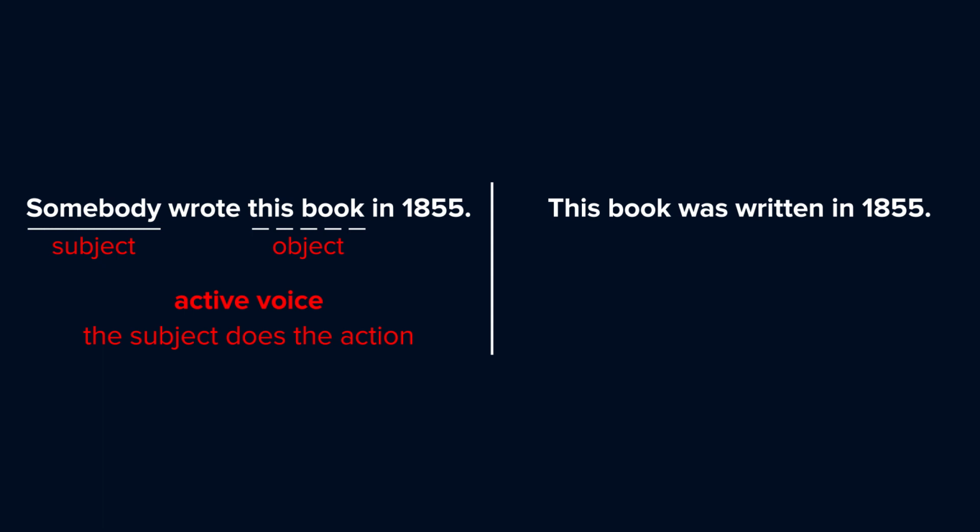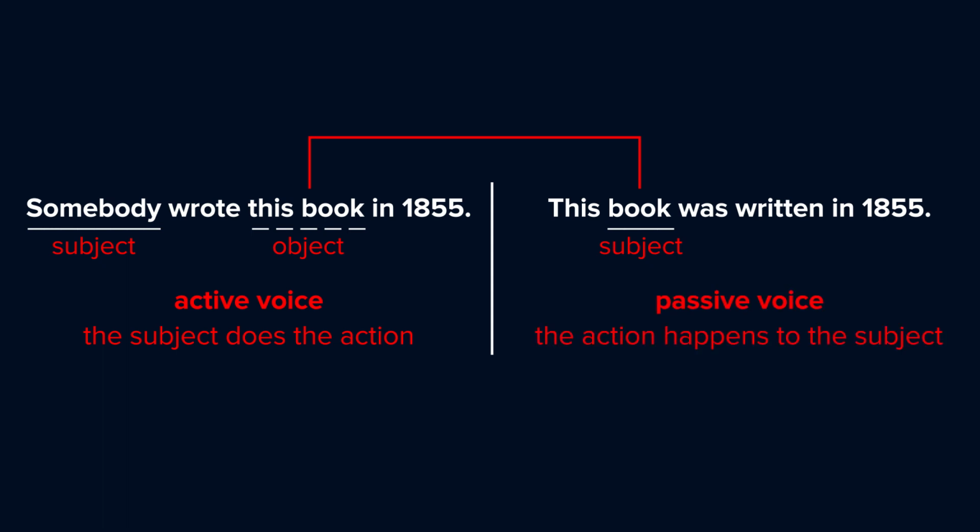Here, the object from the previous sentence is the subject of this one. But does the book do the action? Of course not. The book cannot write. So this sentence is in passive voice because the action here happens to the subject.